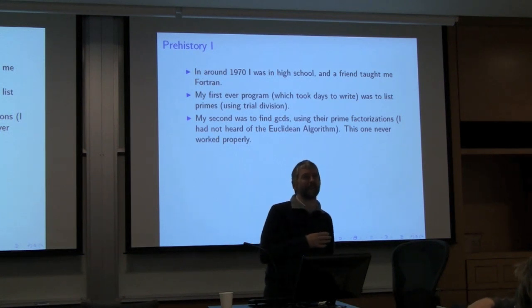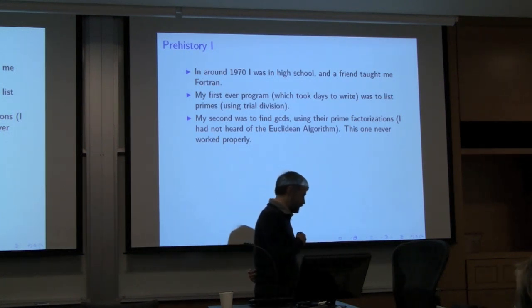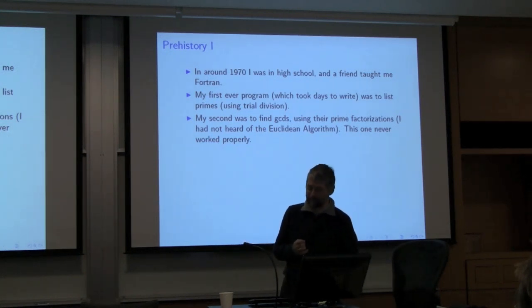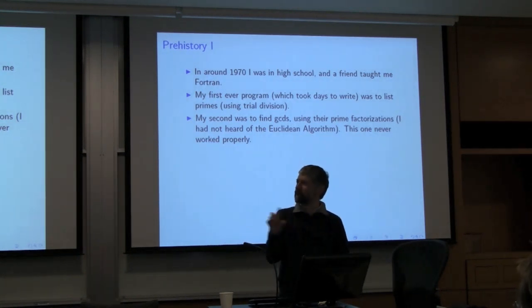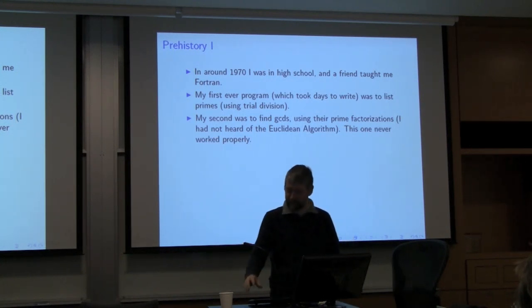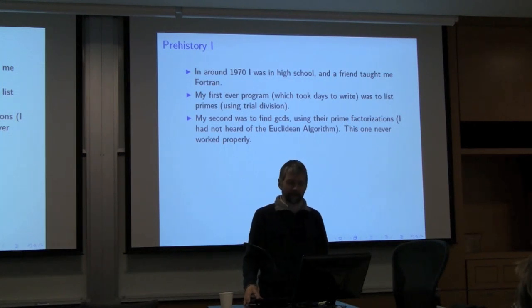And then I decided to branch out and write a second program to compute GCDs, and I'd never heard of the Euclidean algorithm, so I tried to factor both numbers and look at all the exponents, and I got a complete tangle because, of course, the two numbers didn't have the same prime factors, and I just got totally confused. And I don't think that one ever actually worked.